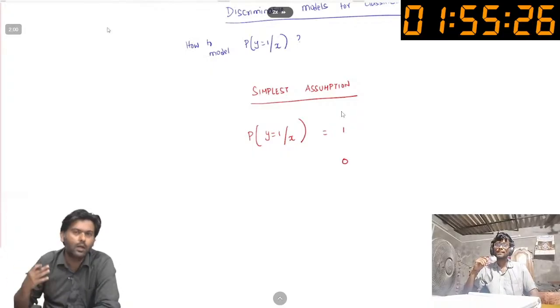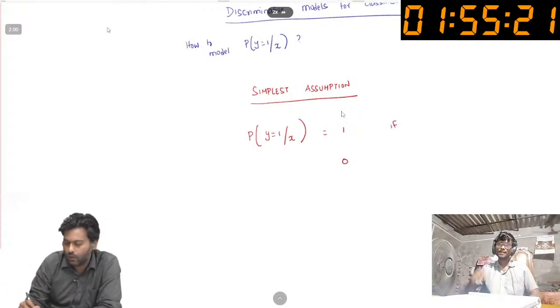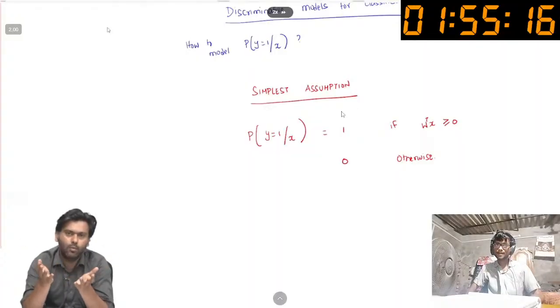There is a deterministic thing that is happening here, but then trivially we can say that there is a probability of 1 or 0. But when will we say probability of y equals 1 given x is 1? Well, if w transpose x is greater than or equal to 0. Which means that let's say somehow somebody gave a feature x.